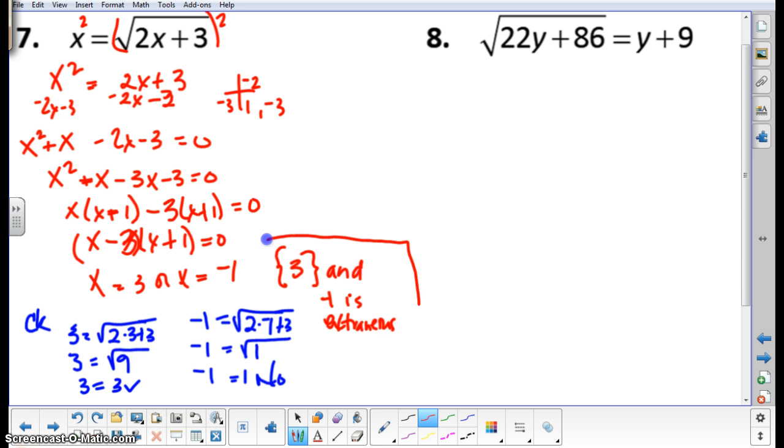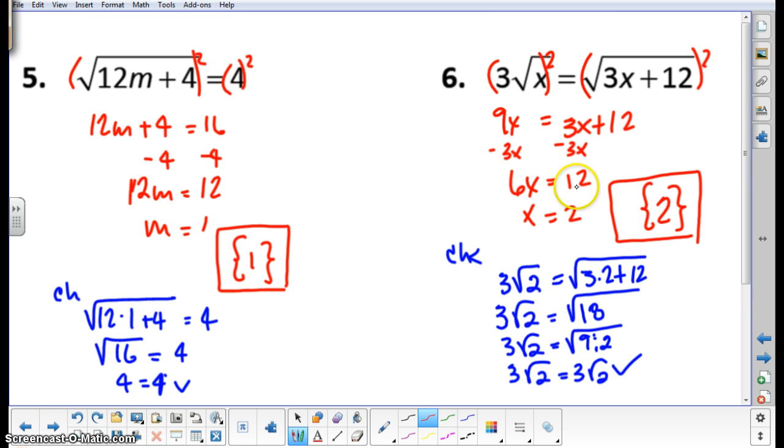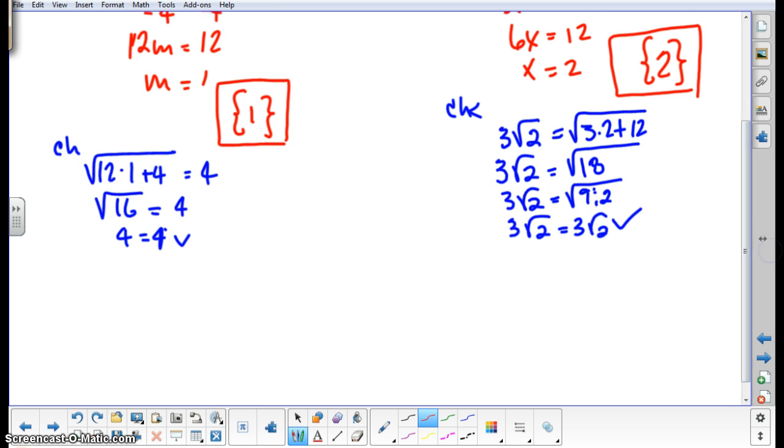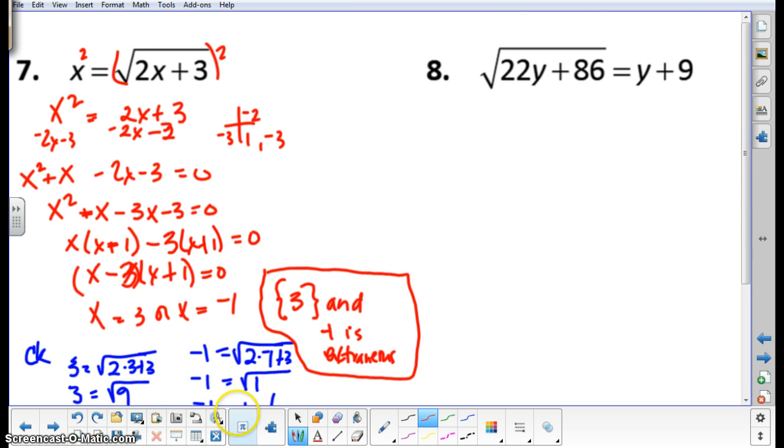And I bet on one of the previous examples I did not write which one was extraneous. Let's go back and have a look at that. Did we have? Nope. Nope, we were good. We only had one solution on each of these. Up above on 1 through 4 you will find some extraneous roots.